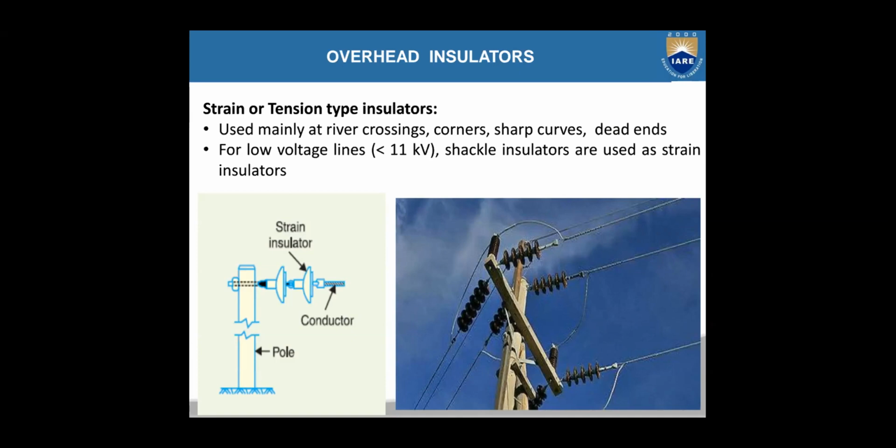Okay, so these strain type insulators are not used for low voltage, up to 11 kV. If the voltage level is less than 11 kV, you generally prefer the shackle type insulator. This strain type insulator will be used for higher voltages. Okay, more than 33 kV or 66 kV, you will generally prefer this strain type.